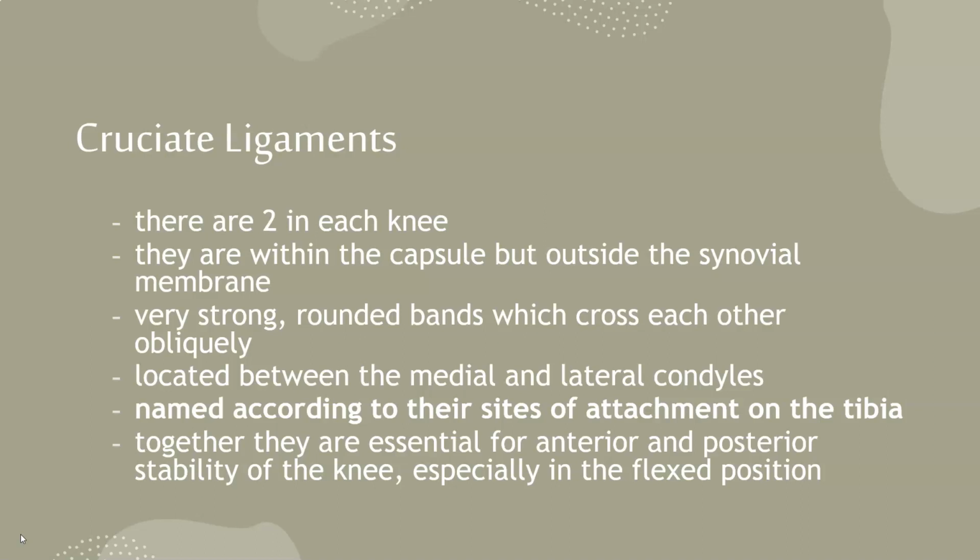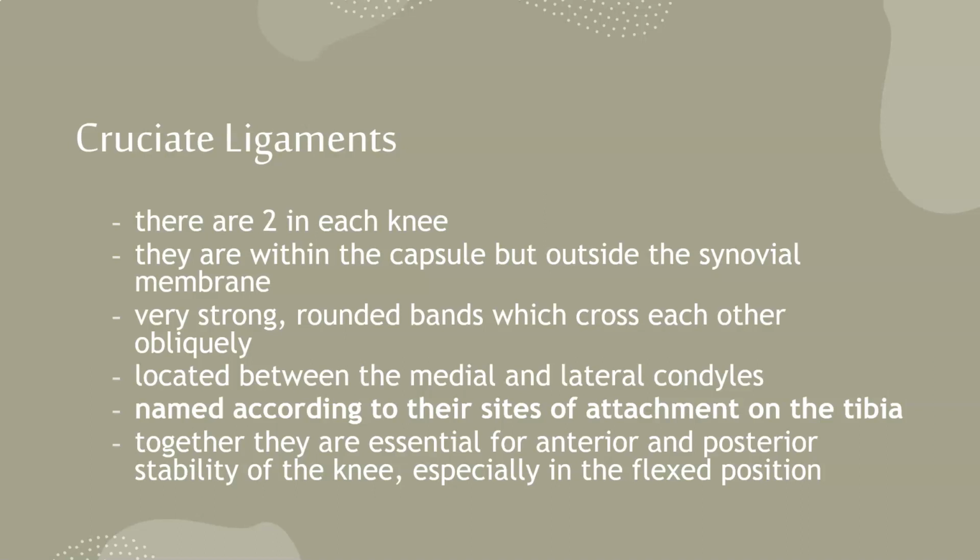Now, when we look at the synovial capsule, they're within it because they're deep in the knee, but they're outside the synovial membrane. So they're in a compartment surrounded by a synovial membrane, but they contain no synovial fluid around them. So they're within the knee, but not within the joint, or within the synovial space, I guess is the best way to put it. They are very strong. They're rounded bands, and they cross each other obliquely. They're located between the medial and lateral condyles, and they're named according to their site of attachment on the tibia. So we have to remember that.